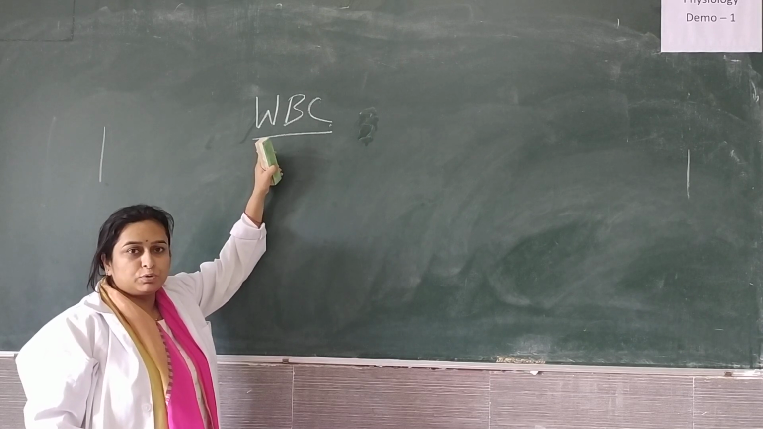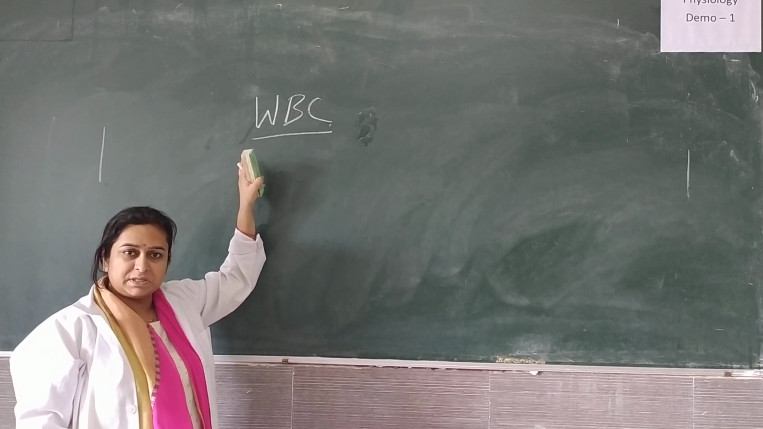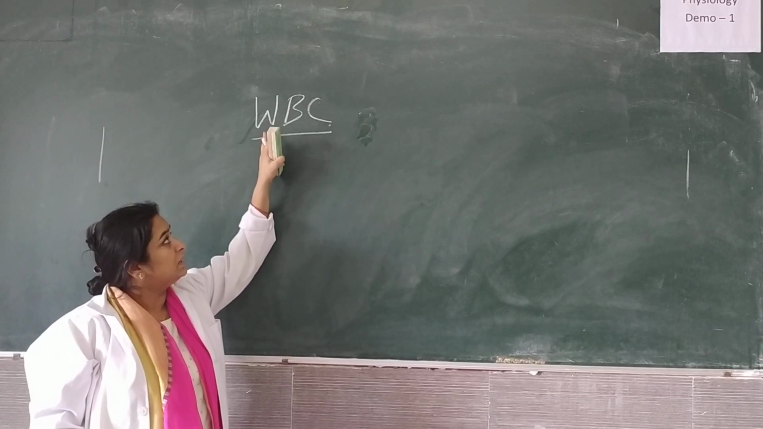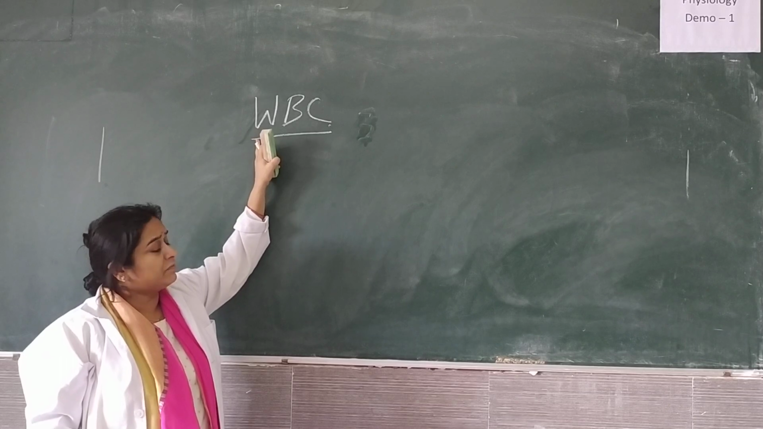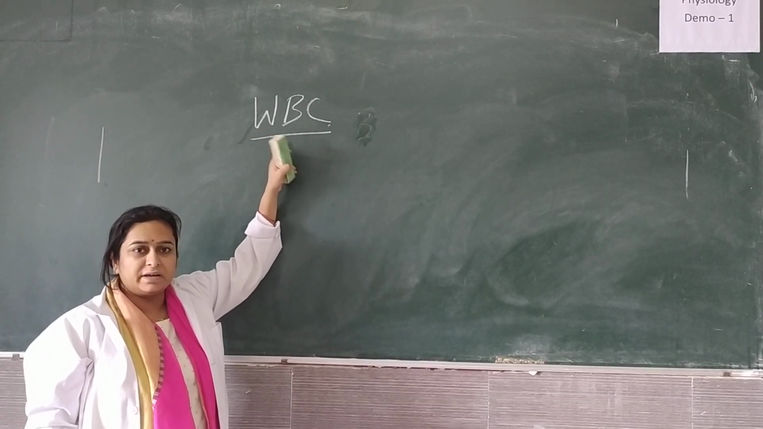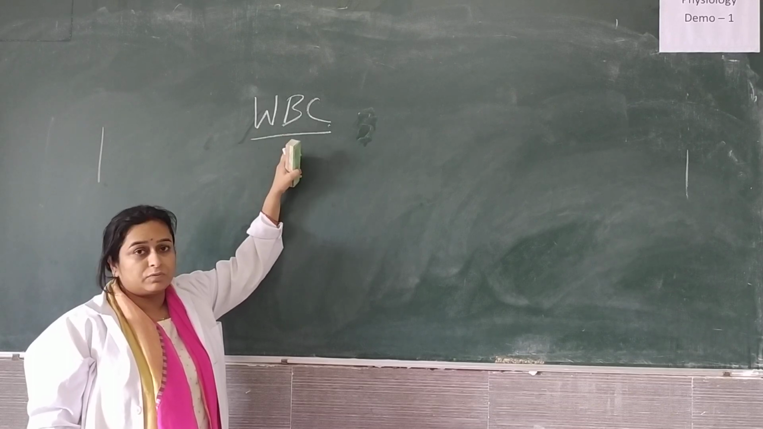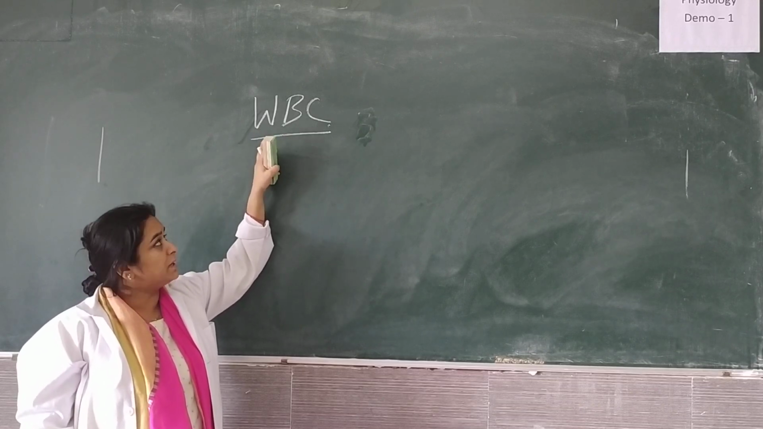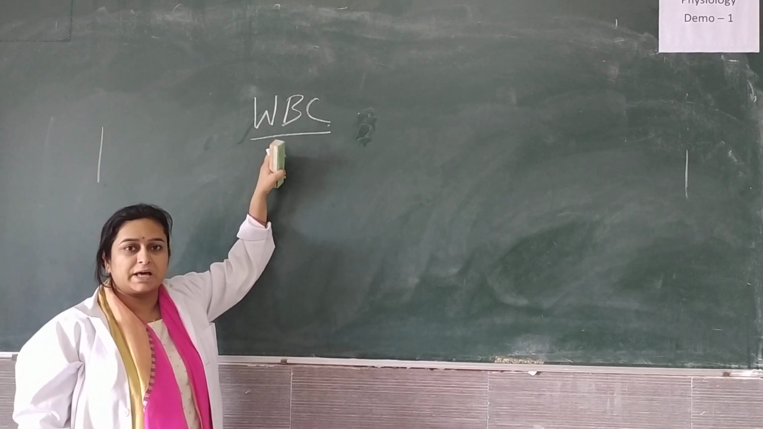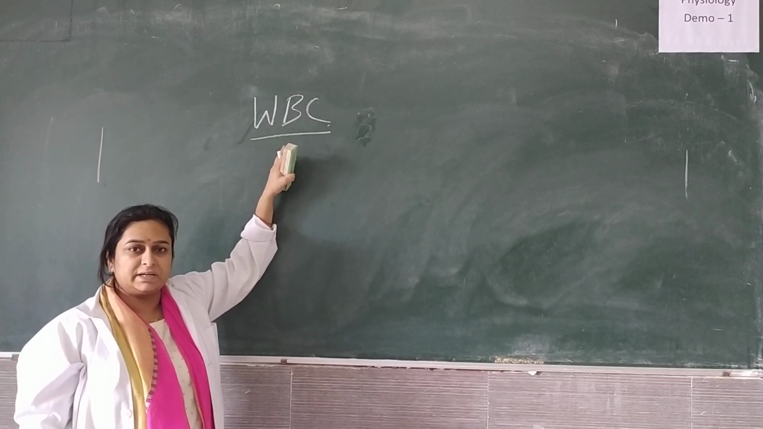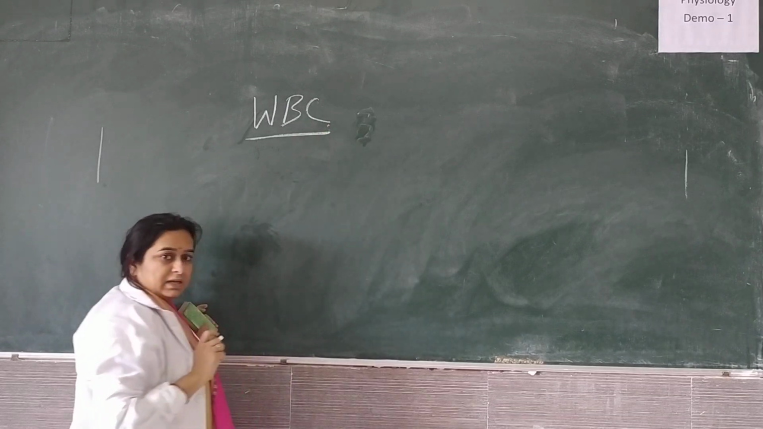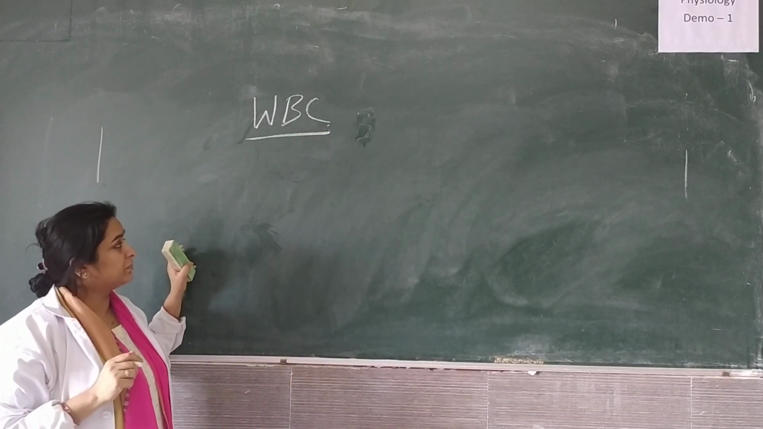So how is WBC different from RBC? As the name indicates, white means it is colorless, whereas RBC, due to the presence of hemoglobin, are red in color. What are the other differences between WBC and RBC? WBC are nucleated cells, whereas RBC are non-nucleated cells. So first we'll discuss the classification of WBC.